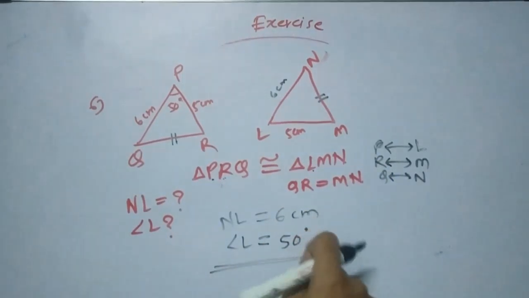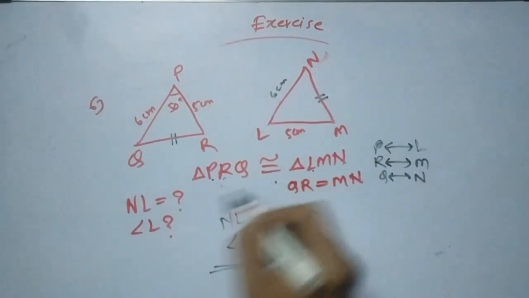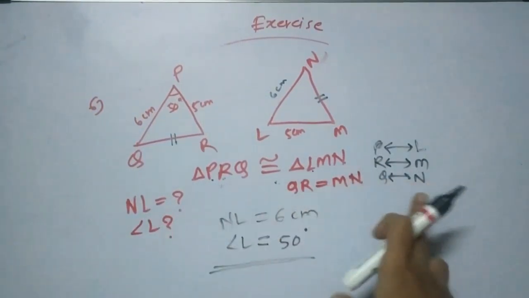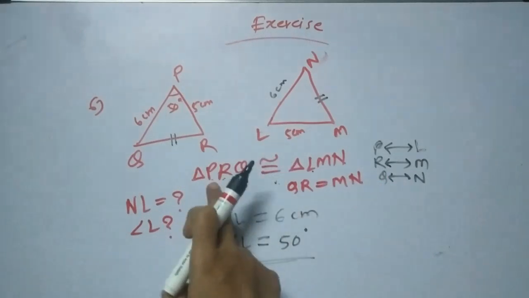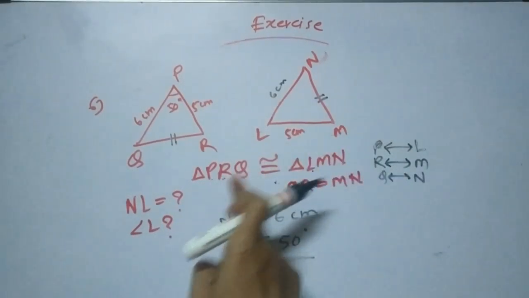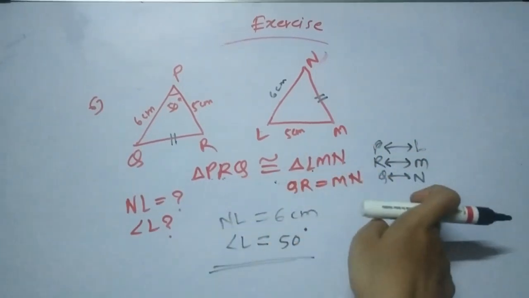Why am I saying that? Because it is given that the triangles are congruent to each other. And as they have written PRQ corresponding to LMN, it means P to L, R to M, and Q to N.